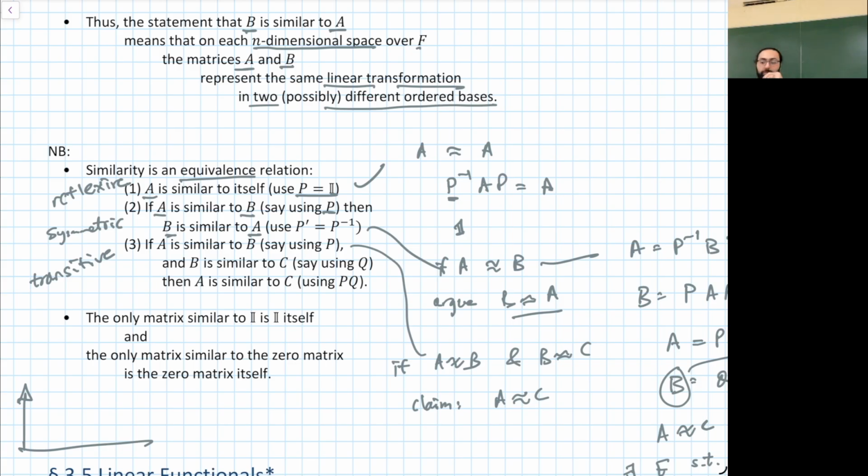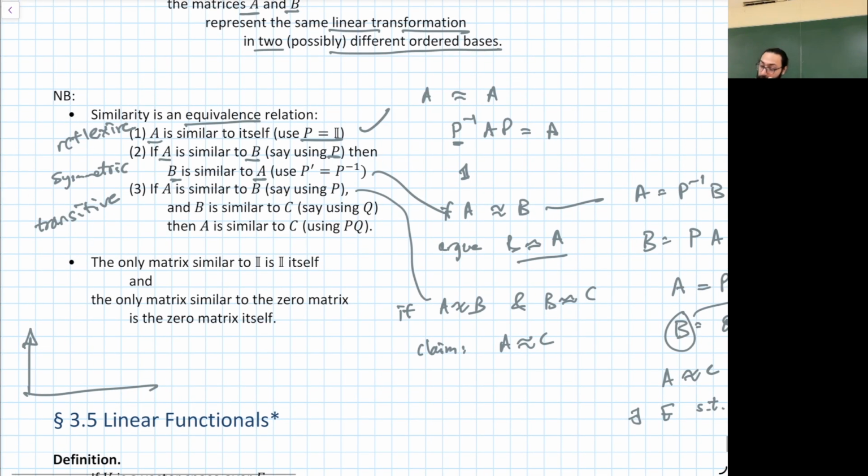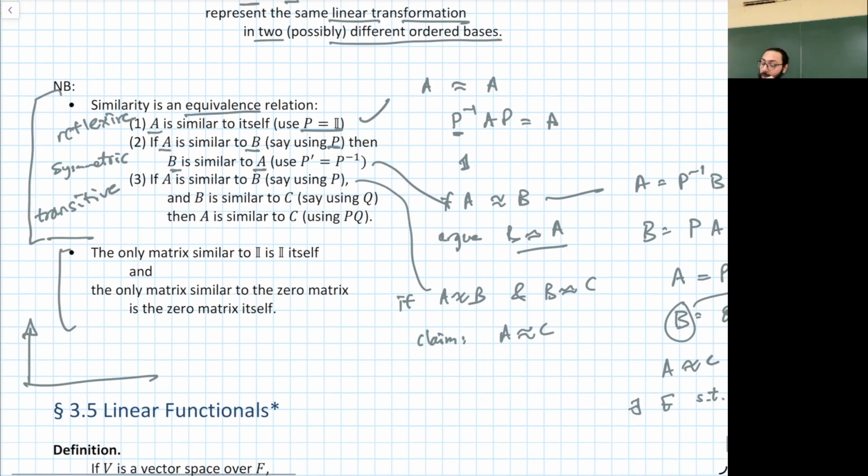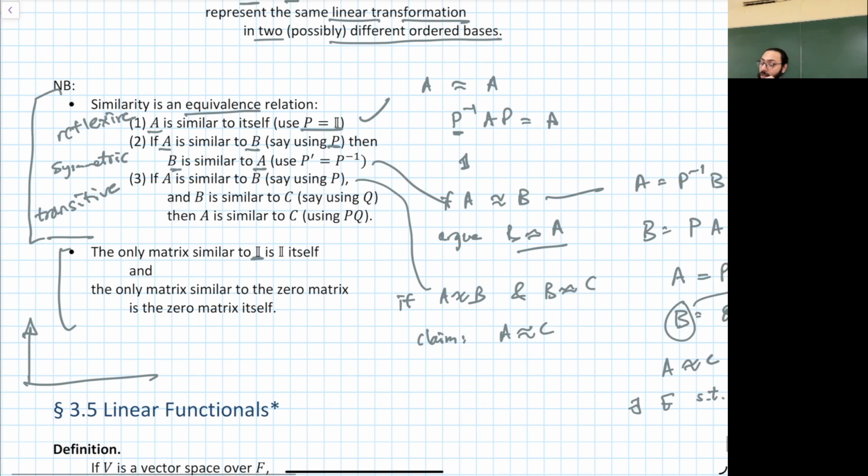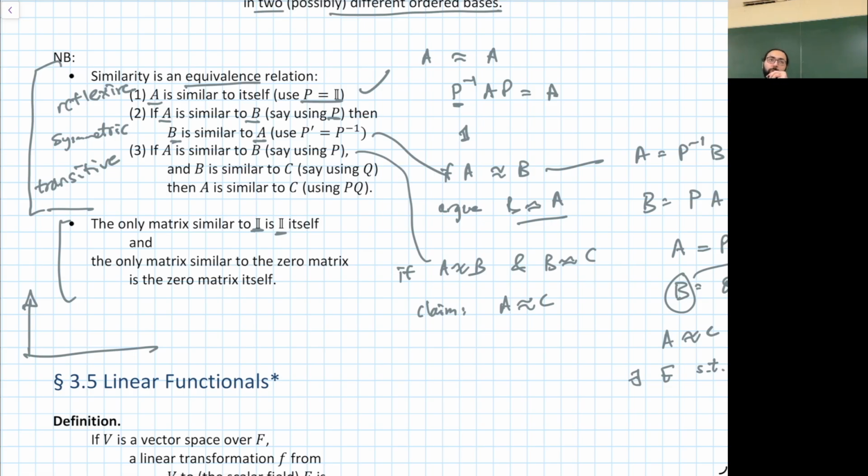Okay, and so this part is fine. These last two things I will leave as exercise. The claim is that the only matrix that is similar to identity is itself. There is no other matrix that can be similar to identity. Why that is: regardless of which P you use, P inverse P would be identity. And the only matrix similar to the zero matrix is again the zero matrix. Exactly the same, regardless of which P you use.